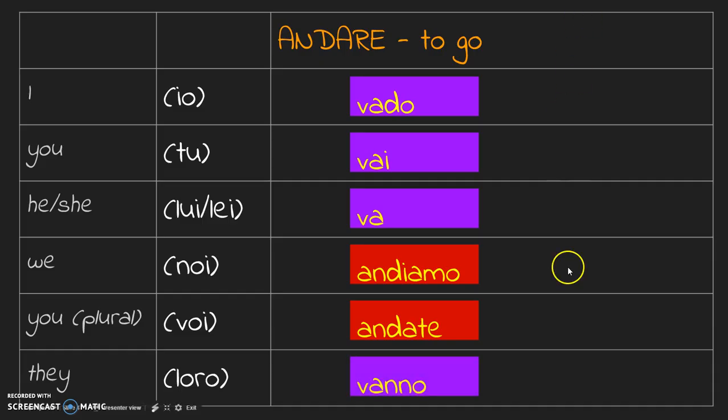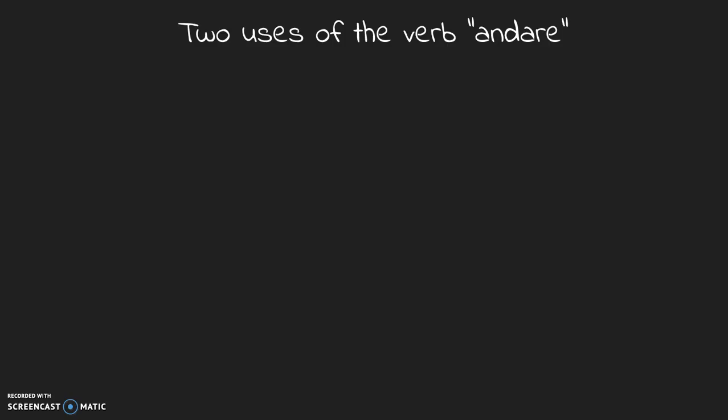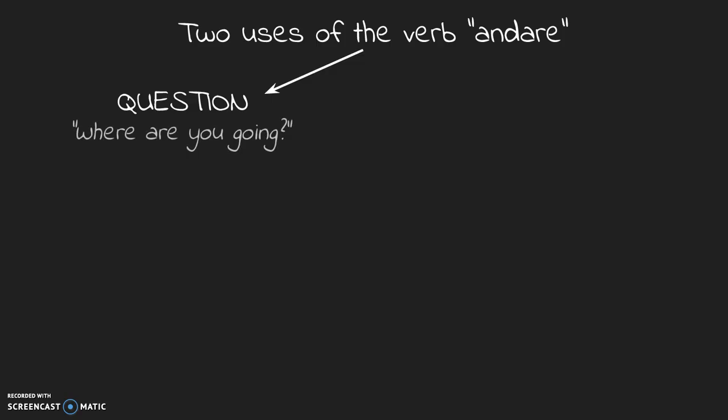Now, knowing how to conjugate a verb, how to use the verb and change it for different people, doing that on its own is not really useful for much until you can put the verb into a sentence. So what we're going to do now is look at two uses of the verb andare, two ways we can use it. First of all, it's commonly used in questions. For example, where are you going?